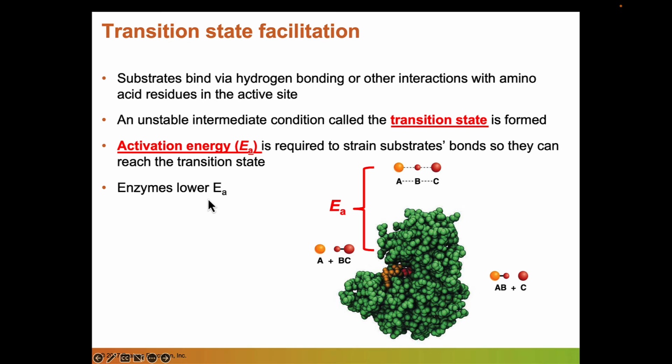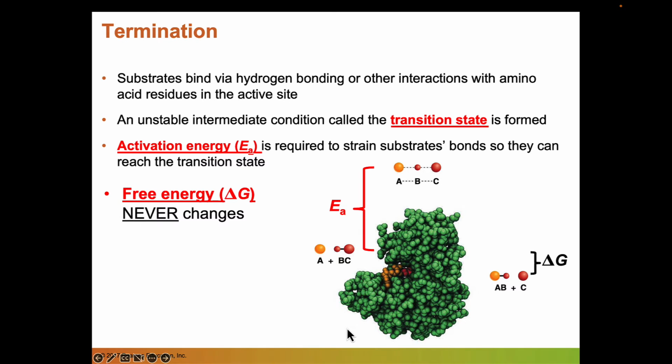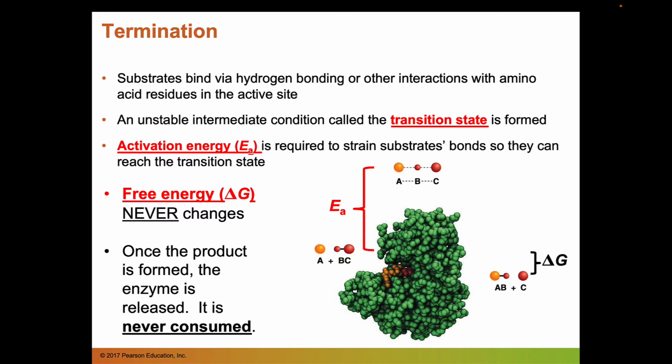This is a really critical point. The free energy of the system, or whether or not the reaction is spontaneous, or the change in energy between the substrates and the products, never changes. And this might be a quiz question. Once the products are formed in termination, the products are released, but the enzyme is never consumed, and so it can keep processing new substrates.